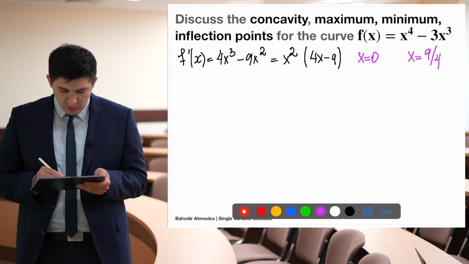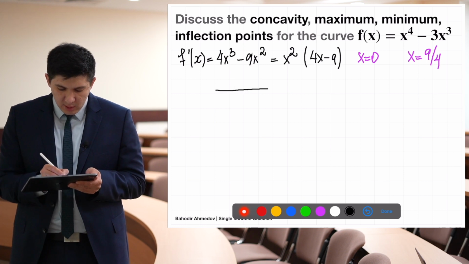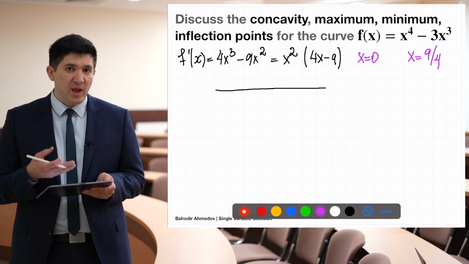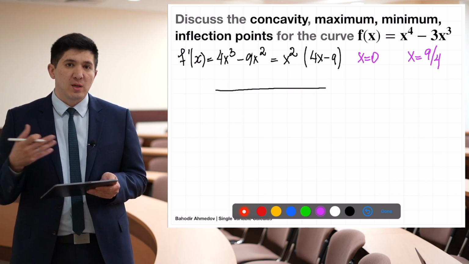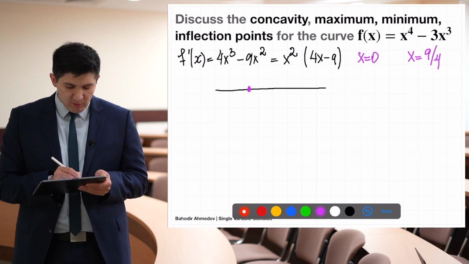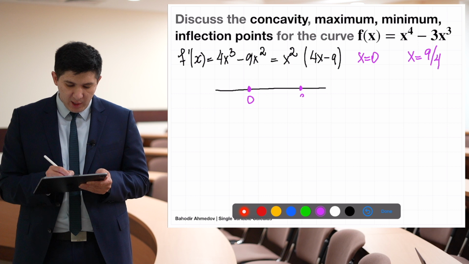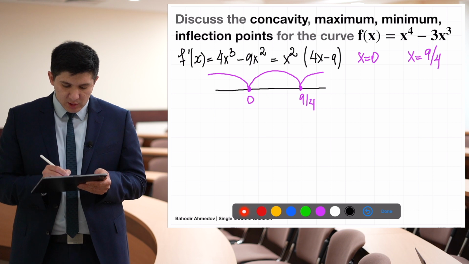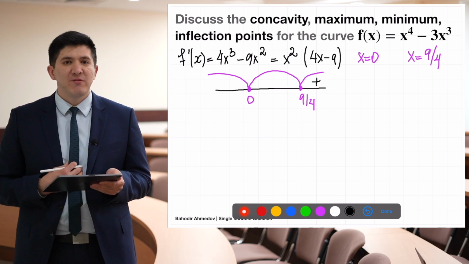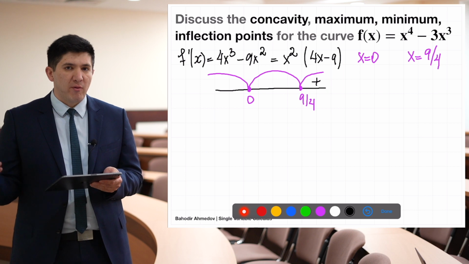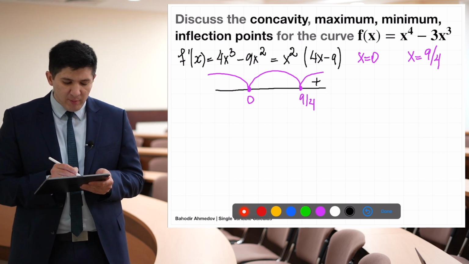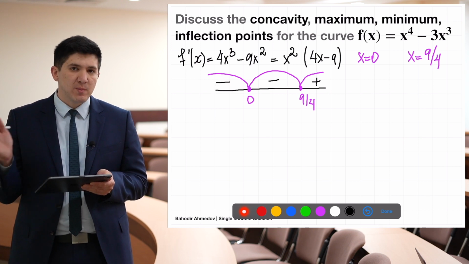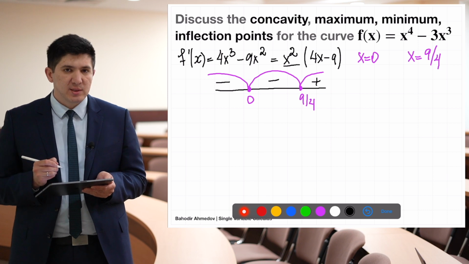Now I would like to put them onto the number line in order to understand where the first derivative is positive or negative, which will tell us where the curve is increasing and decreasing. So I'm going to put the 0 here first of all, then I'm going to put the 9/4, then I'm going to draw the signs. It is going to be positive here. It means that if you choose any value for x greater than 9/4, for example 3, f prime of x is going to be positive, then it's going to be negative here, then again negative here. So we have this minus behavior because of this x squared.